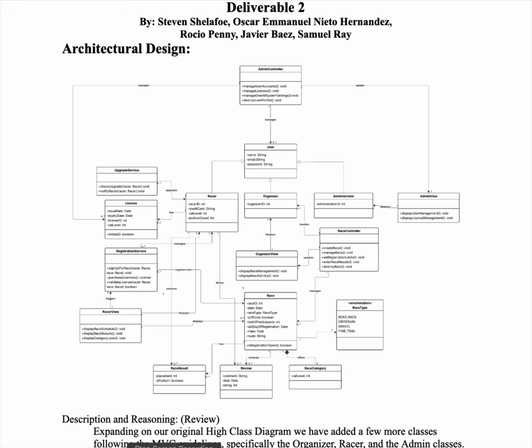To accomplish this, we expanded our original high-level design into a Model View Controller, or MVC, architecture. Instead of placing all responsibilities into a few large classes, we separated functionality according to user roles and system responsibilities. For the administrator role, we introduced the admin controller and admin view classes. The admin controller manages user accounts, licenses, and system controls, while the admin view handles displaying the information to administrators.